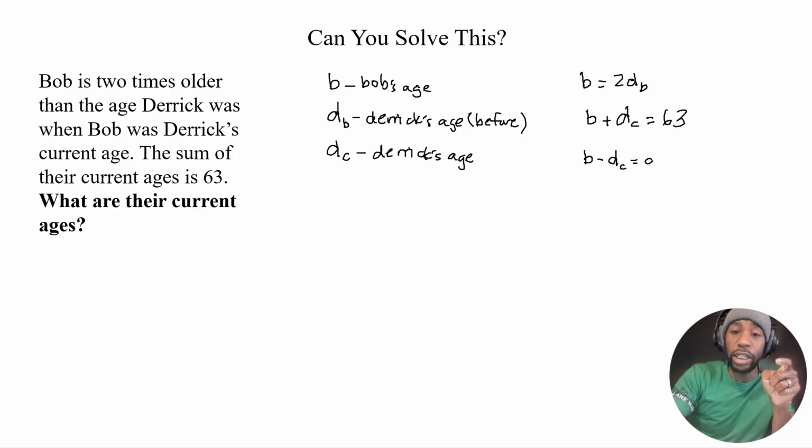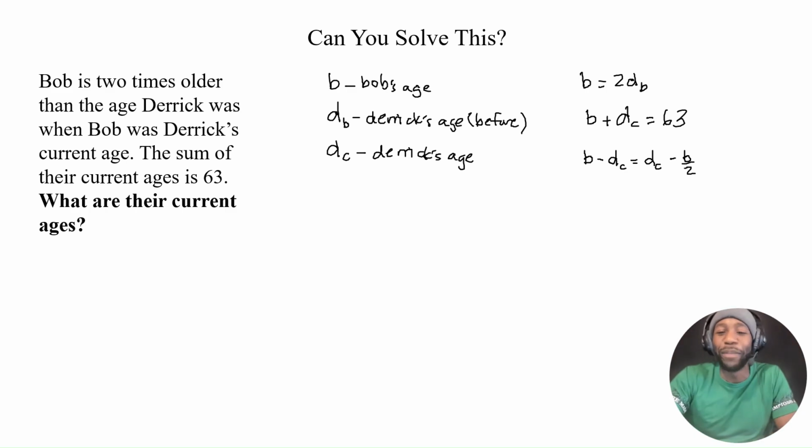So that's going to be DC, okay, minus Derek's age at that time. So since Bob is 2 times older than the age Derek was when Bob was Derek's age, that means that Derek's age in the past is going to be equal to B over 2. Okay, does that make sense?